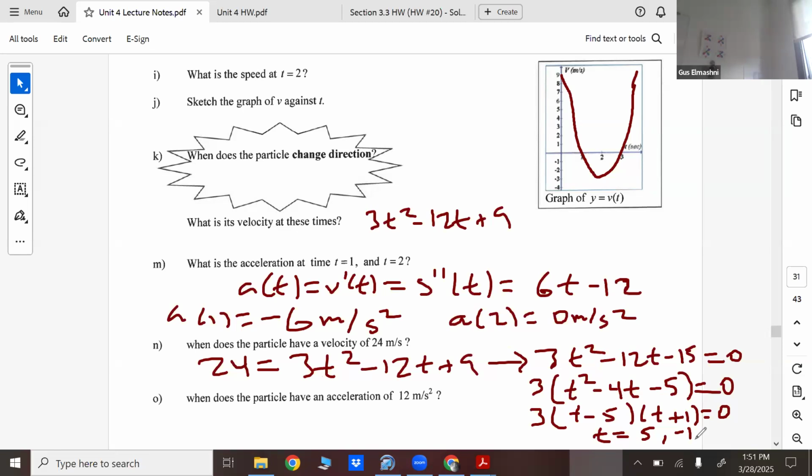Unless you got a DeLorean for Back to the Future, then that could work, perhaps. Don't joke. No, but t equals 5, so that's okay. t equals -1, we ignore.